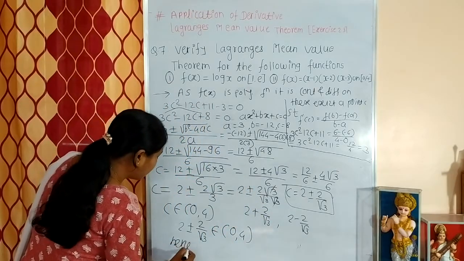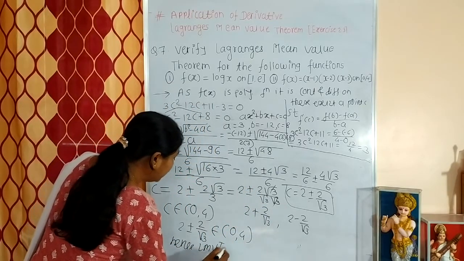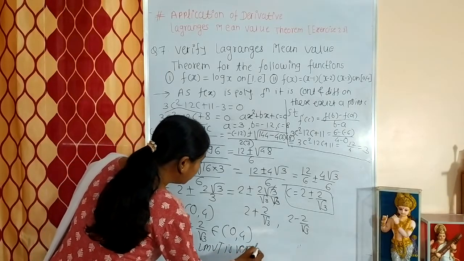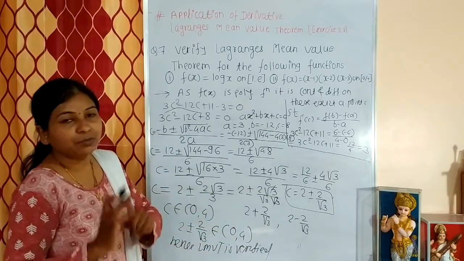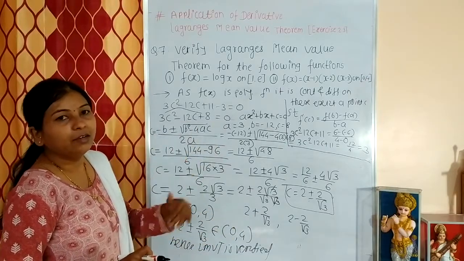Therefore, hence LMVT is verified. That is, there exists a point C which lies between 0 and 4. Then in this way the LMVT is verified.